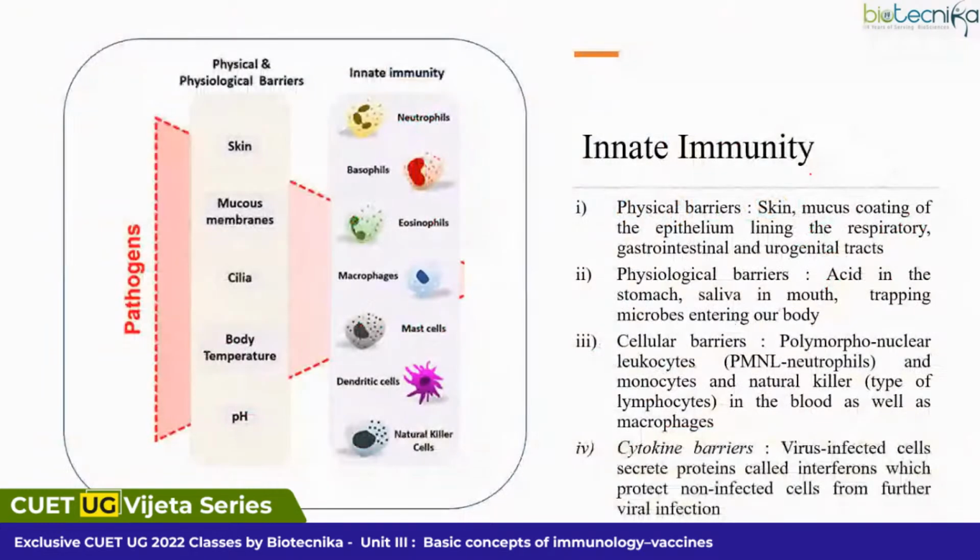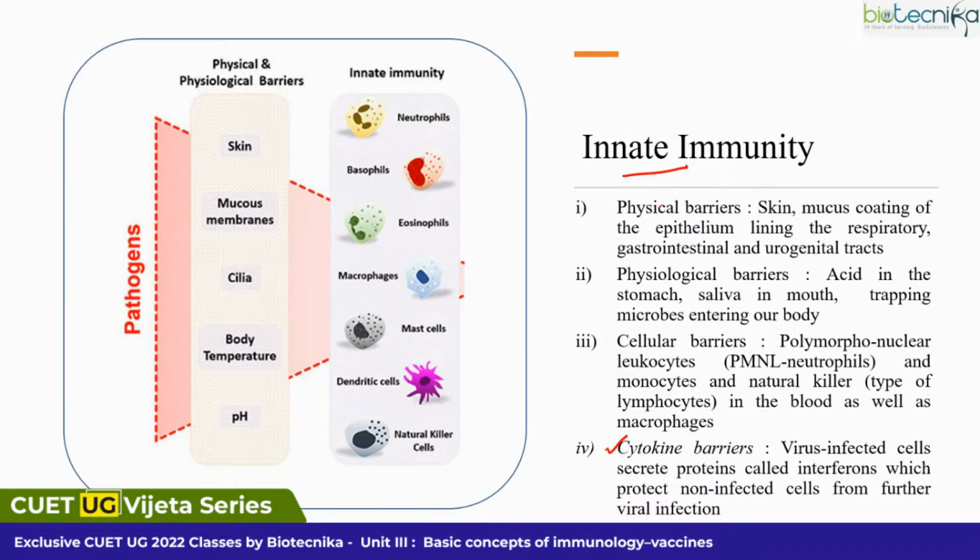Now next, coming to what all comes under innate immunity. First I told you there are different cells that are involved in innate immunity, right? Now apart from these cells, we have our physical barriers and physiological barriers. The cells will come under the various cellular barriers. Then there are also cytokine barriers. I'm sure you might have heard of this term cytokine. If not, we are going to see what these are.